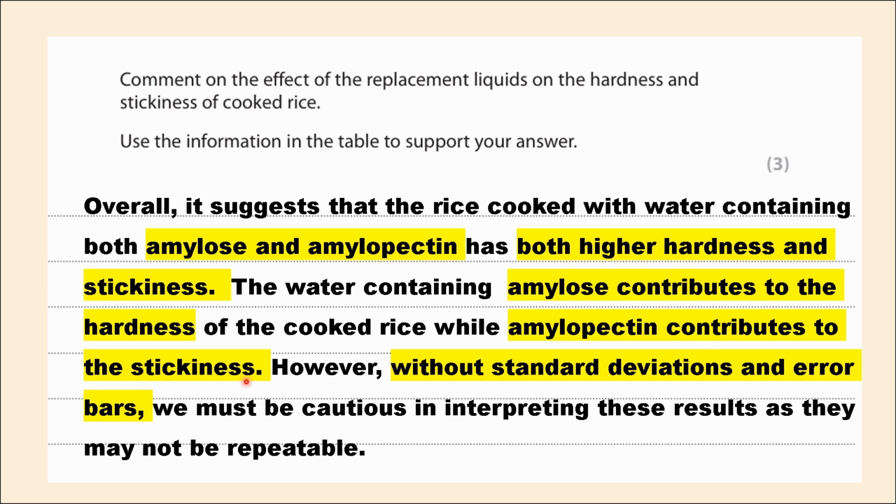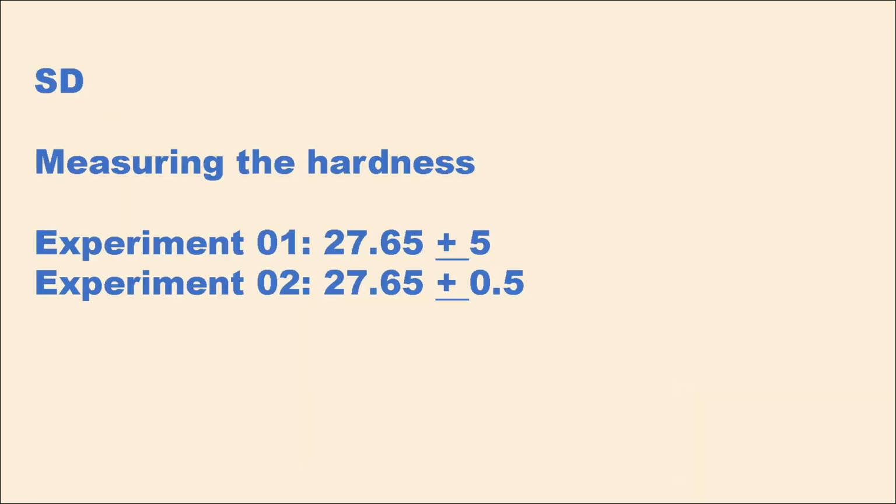And now let's discuss an important aspect often overlooked: the need for standard deviation and error bars. Standard deviation provides information about how much the measurements vary from the average value. If the standard deviation is very high, it means there is a lot of variation and the results may not be consistent across multiple trials.